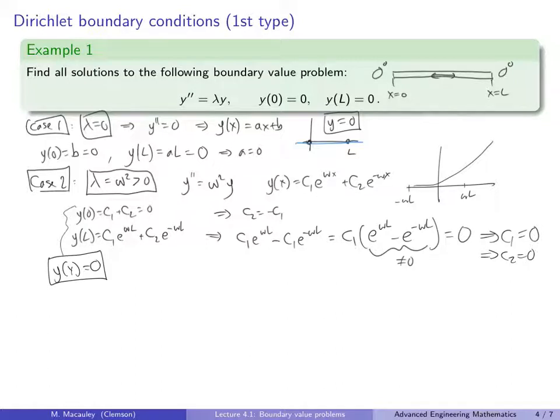Now, I claim that whenever you see boundary value problems, instead of using exponentials, use sinh and cosh. And let me just show you why that is.